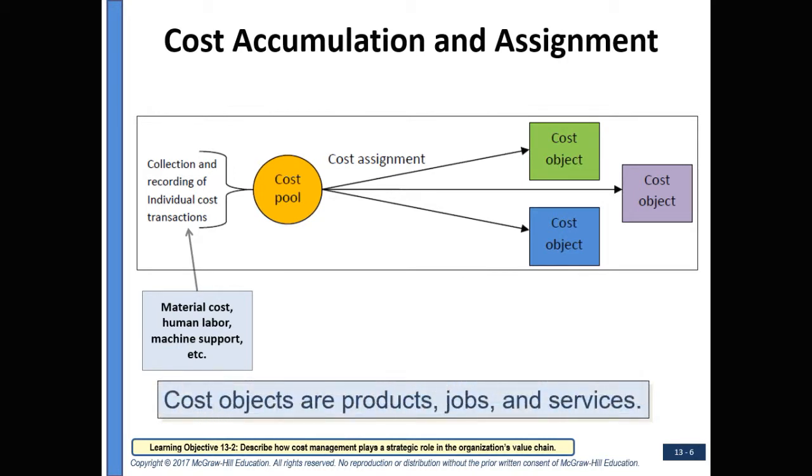So let's look at cost accumulation and assignment. Costs in cost accounting are accumulated and recorded as cost pools, categories of costs, and then those costs will be assigned to various cost objects, such as products, jobs, or services.